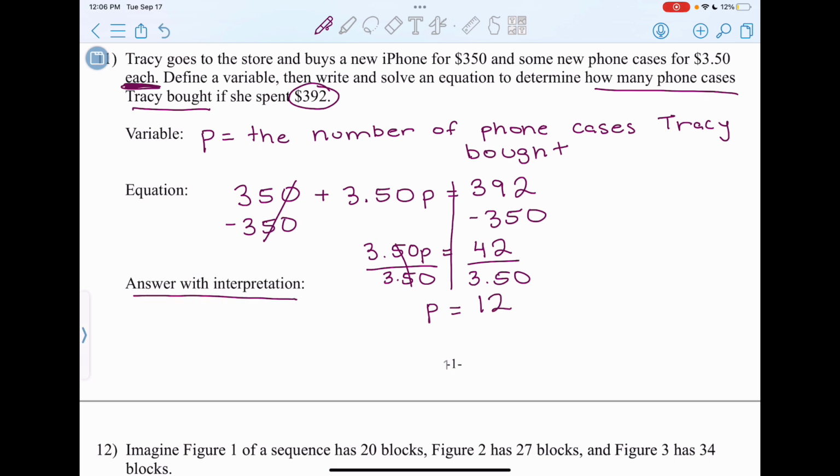Notice how it says answer with interpretation. I want to know what the 12 means. Well, let's go back to what we said our variable was. We said that P is representing the number of phone cases Tracy bought. And so if we get that P equals 12, this means that Tracy bought 12 phone cases. So after you get your answer, make sure you know how to interpret your answer within the context of the problem.